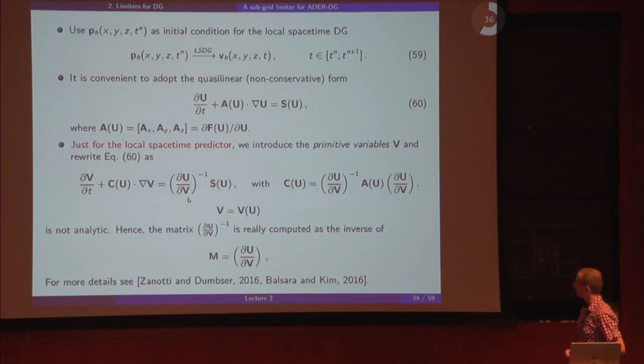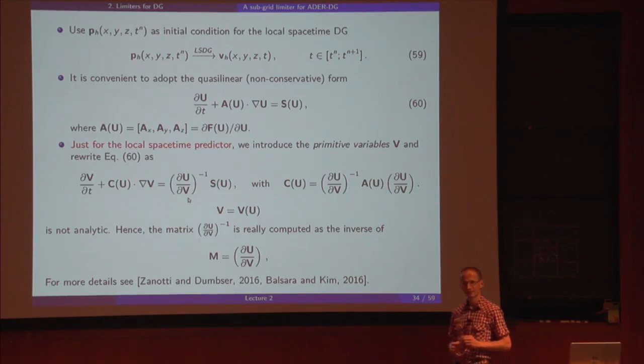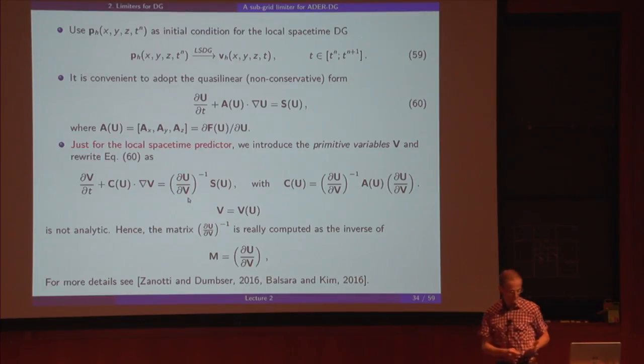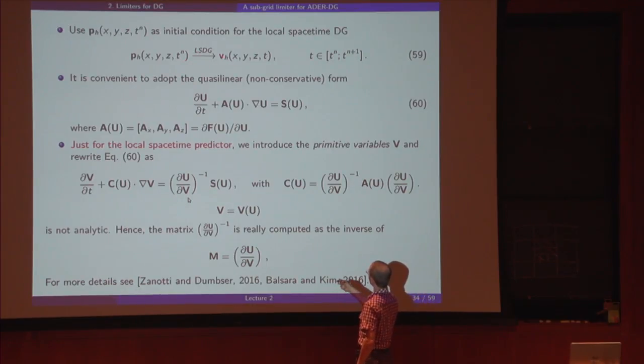So once you have this polynomial in primitive variable, you will apply the local space-time discontinuous Galerkin predictor that I described at the beginning of this lecture, using as initial condition this pH. So the pH here is the initial condition of the local spacetime predictor, and this will generate a time evolution of it.